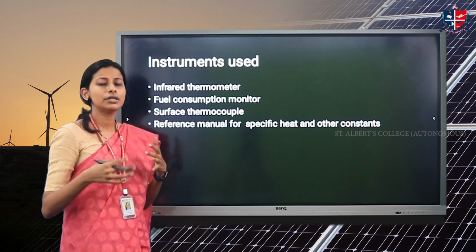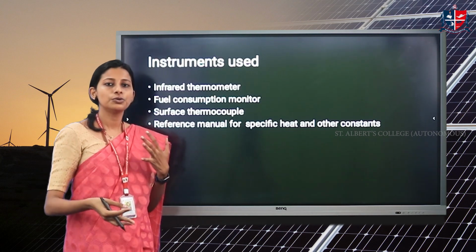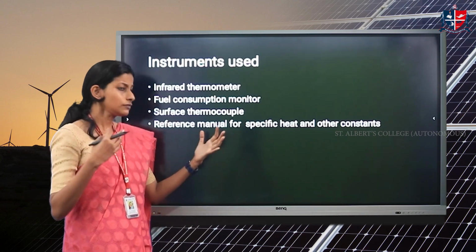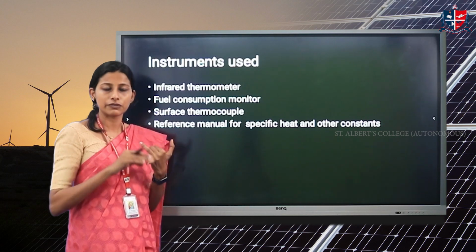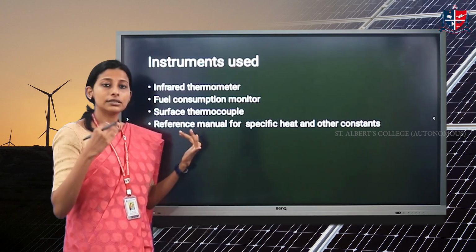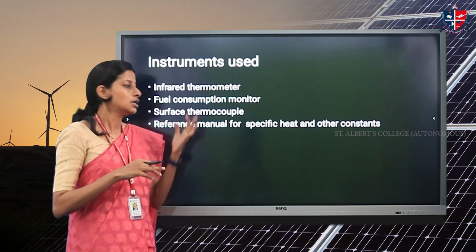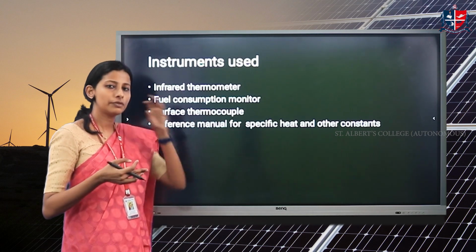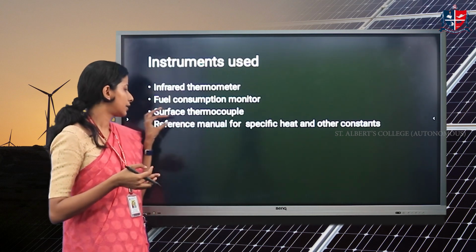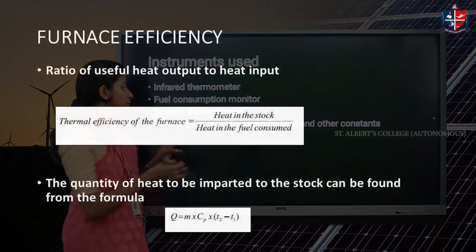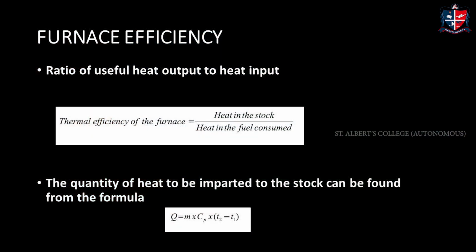Then there are different reference manuals. You need to know the correct constant values, like specific heat capacity and the Stefan-Boltzmann constant. Such values should always be taken from referenced manuals, textbooks or books. So these are the instruments and the parameters to be measured. The efficiency is once more given: the efficiency is heat output to heat input. And how do you measure the heat?